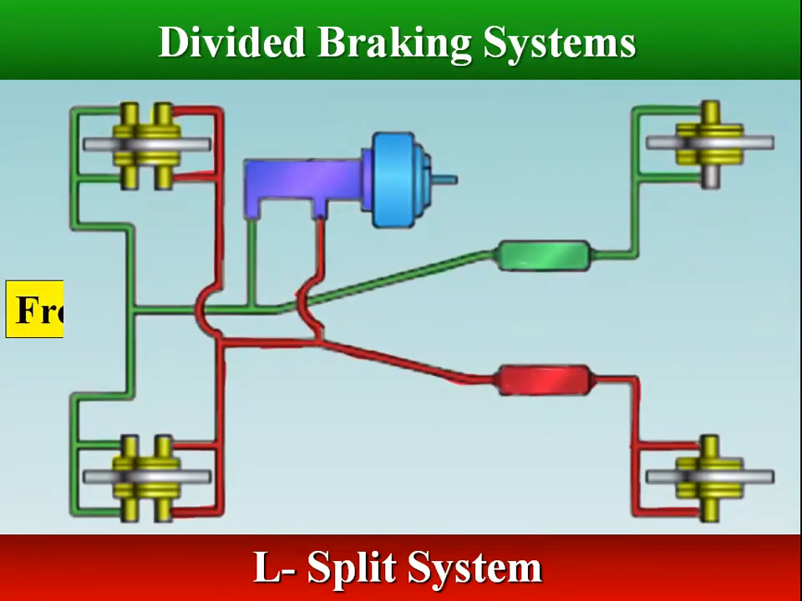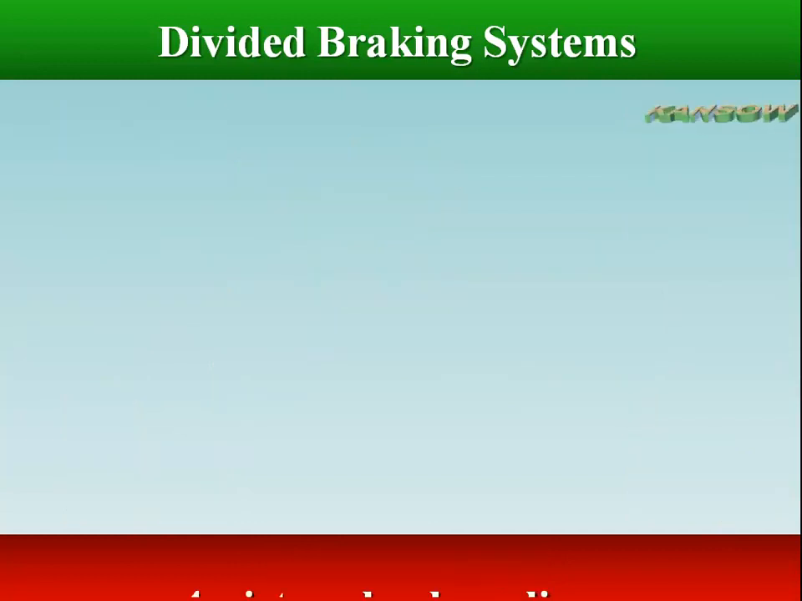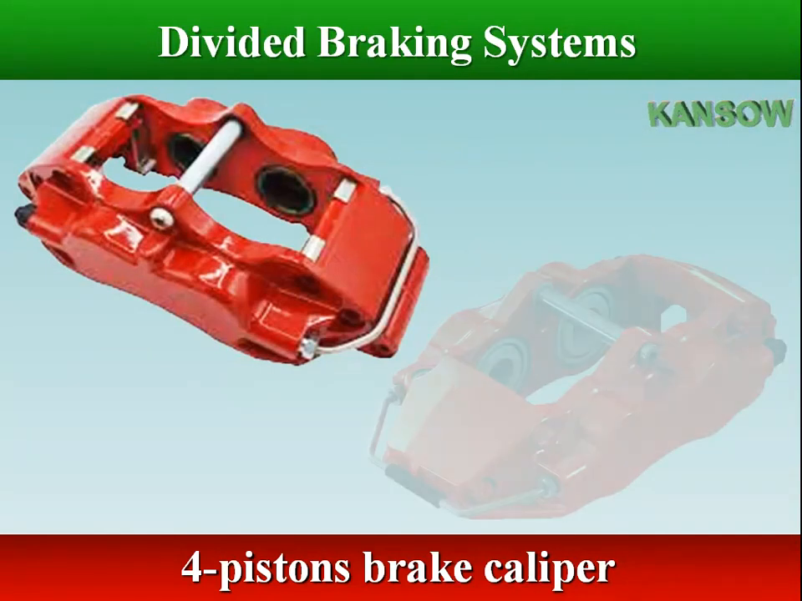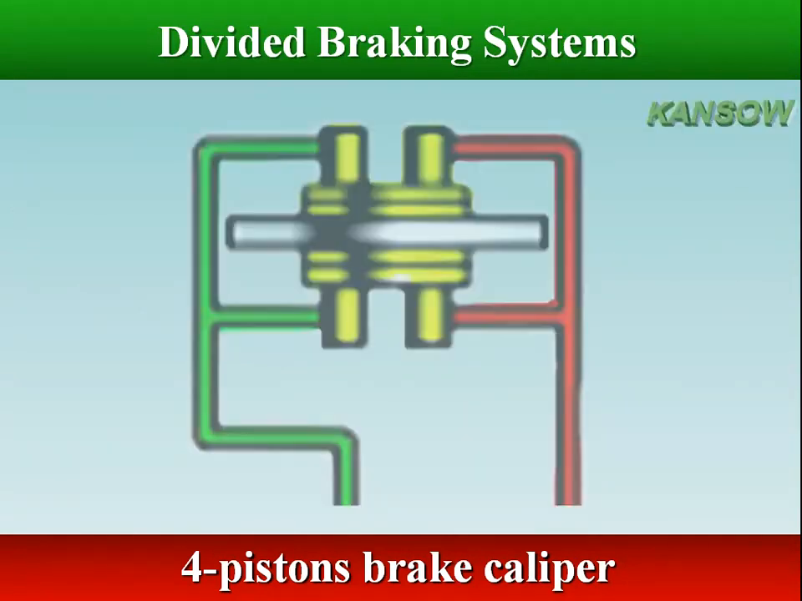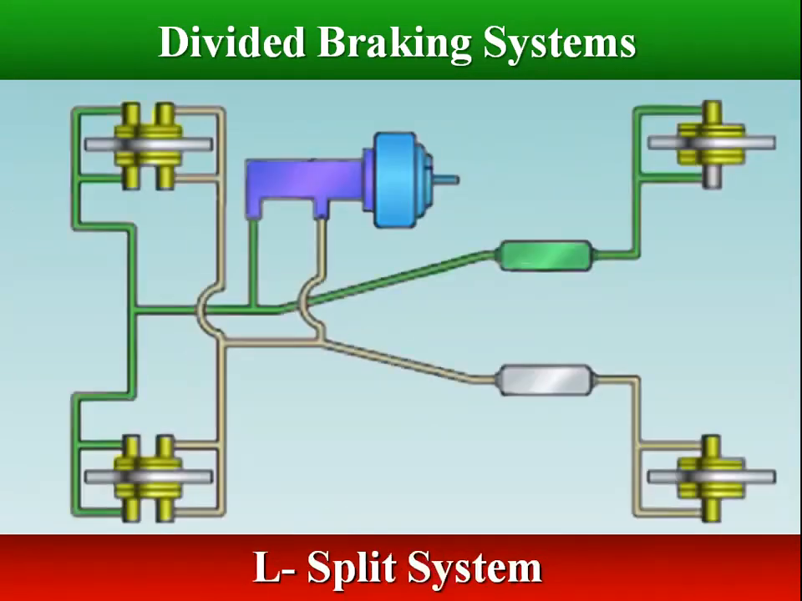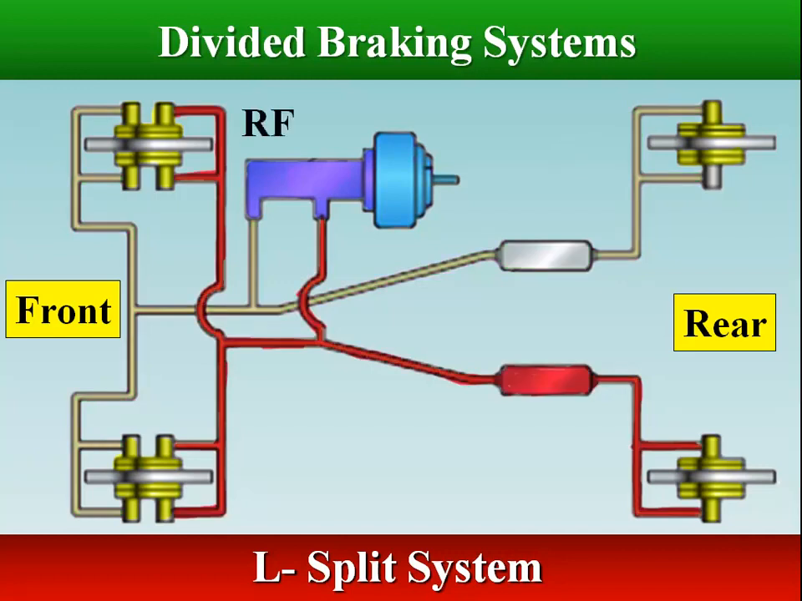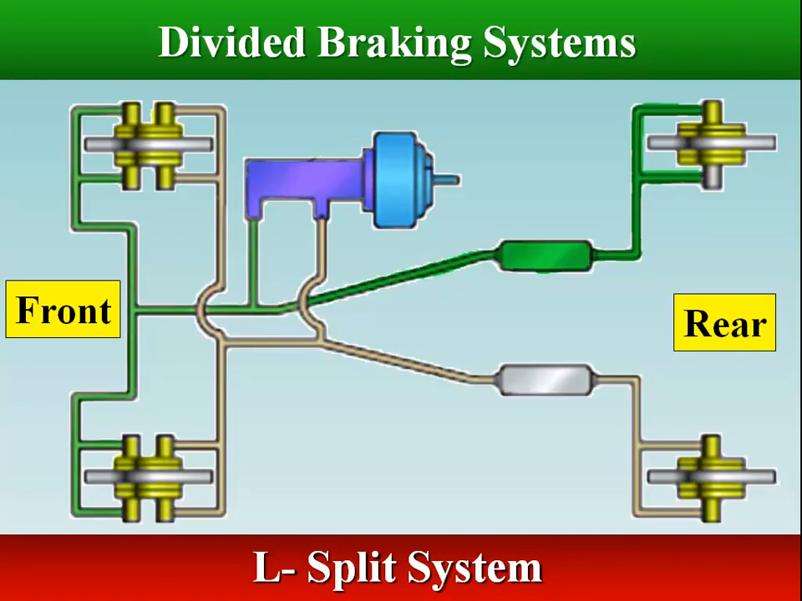An alternative arrangement for front-engine rear-wheel drive vehicles is an L-split. The front disc brake units have 4 piston calipers. One inner and one outer piston on each front caliper connect to the right-hand rear brake unit, and the other 2 pistons of each front caliper connect to the left-hand rear brake unit. As with the diagonal split system, if there is a failure of either half of the system, it still leaves 50% of the braking capability.